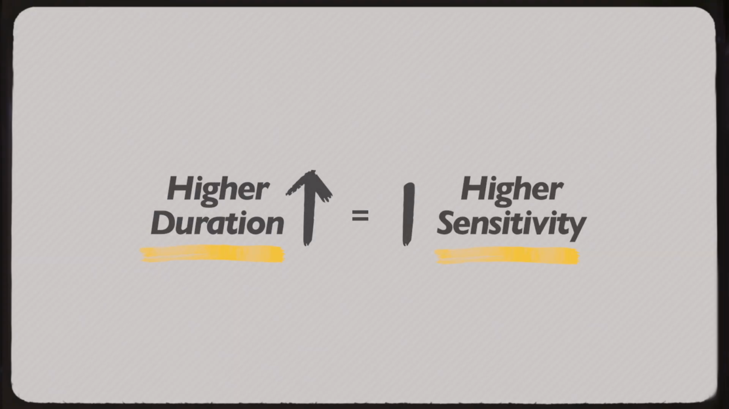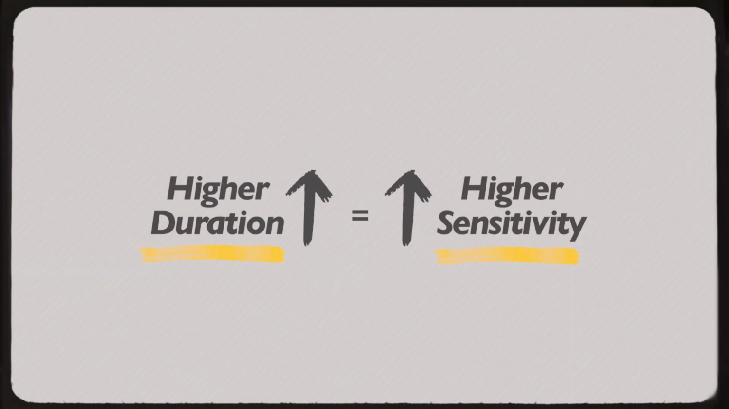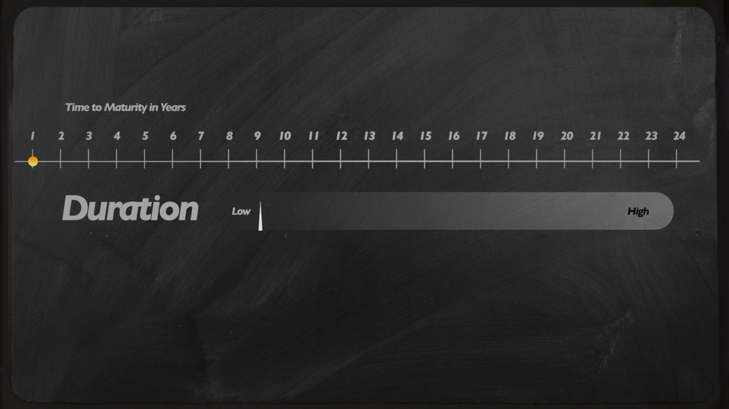Duration is a crucial concept in fixed income. It measures how sensitive a bond's price is to changes in interest rates. The higher the duration, the more sensitive a bond is to interest rate changes. The duration of a bond is a function of length to maturity and coupon payments. The longer the maturity and lower the coupon payment, the higher the duration or sensitivity to a change in interest rates, and vice versa.